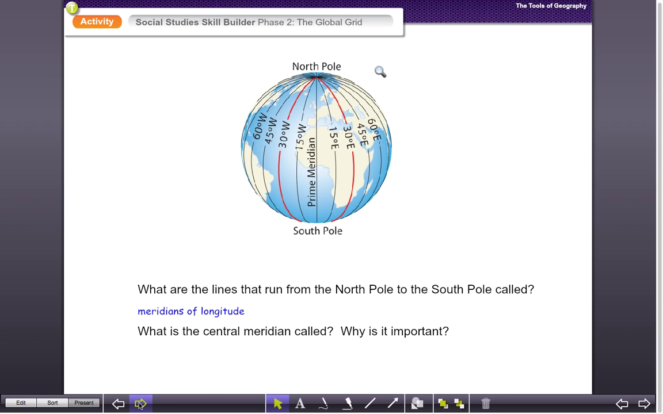What is the central meridian called? And then why is it important? If you take a look at the one right in the center, you'll notice that the name of it is what we call the prime meridian. And we've got to know, why is this important? Think about it in terms of the same reason the equator is important. The prime meridian serves as a reference when measuring longitude. Okay, the same way that the equator does for lines of latitude, the prime meridian does the same thing for lines of longitude.